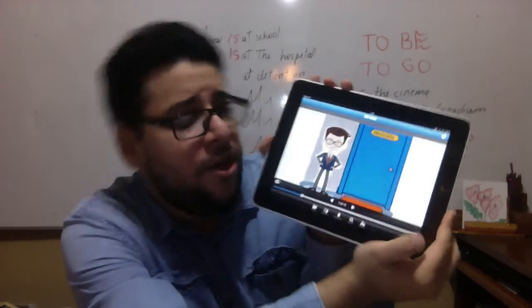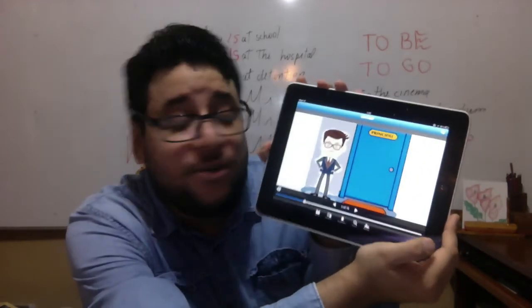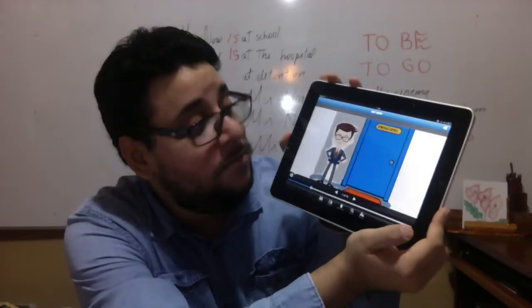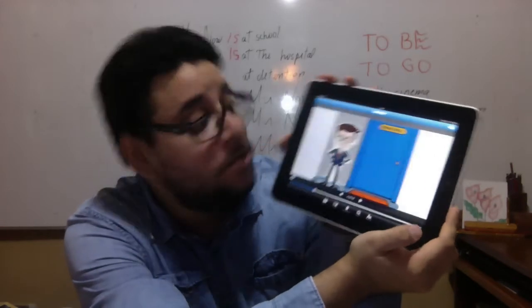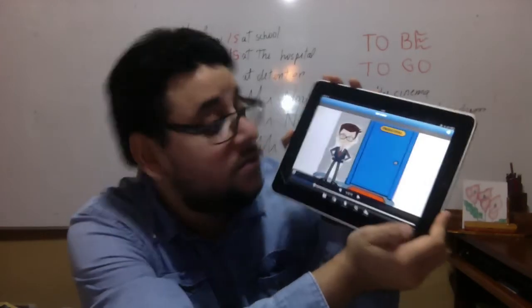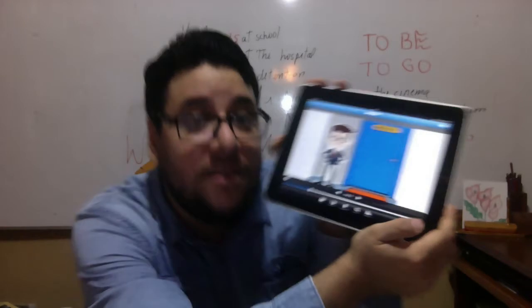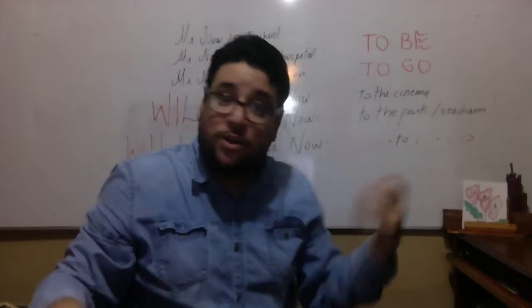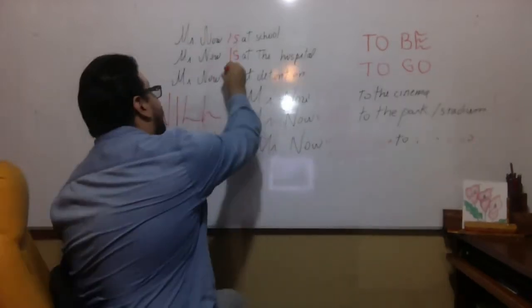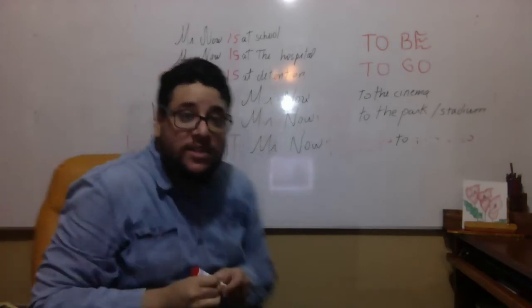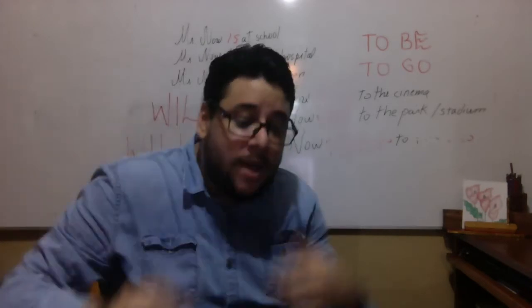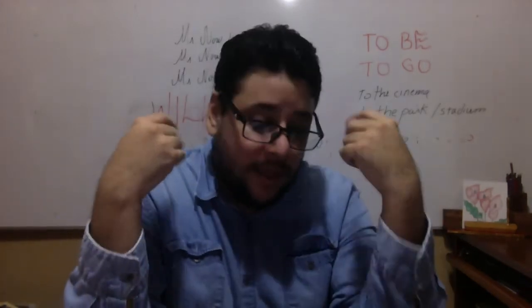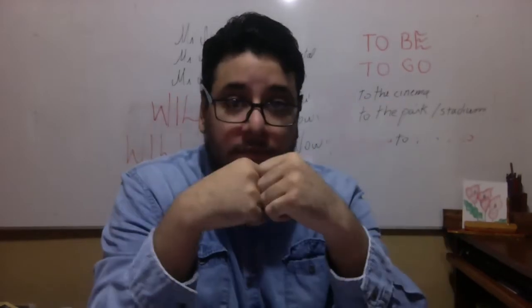Where is Mr. Now here? Mr. Now is at the principal's office. Maybe he did something wrong. So he's going to detention maybe. How do we write that? Mr. Now is at detention. I know this sounds repetitive, but to repeat this is essential to learn.